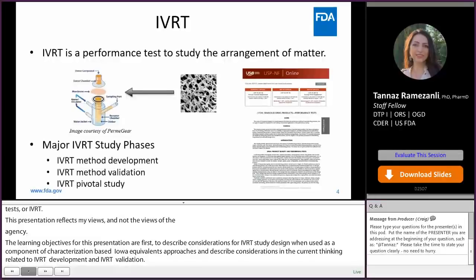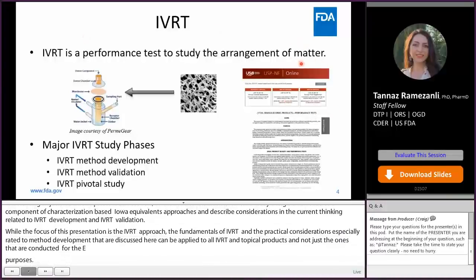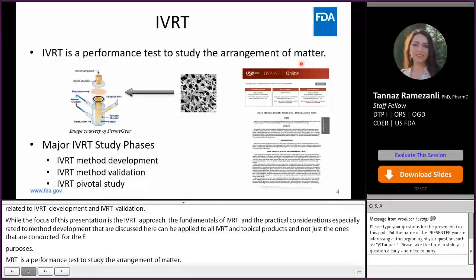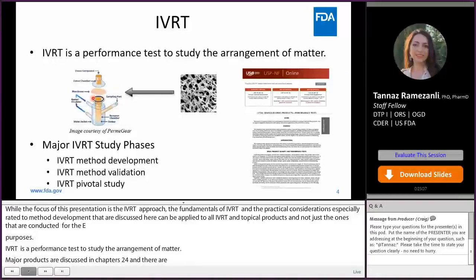IVRT is a compendial performance test to study the arrangement of matter. IVRT for semi-solid topical products are discussed in USP chapter 1724, and there are multiple apparatus that are introduced in this chapter that can be used for the IVRT study. However, what I will discuss in this presentation is the IVRT in the context of vertical diffusion cell, which is the most commonly used apparatus for the IVRT study.